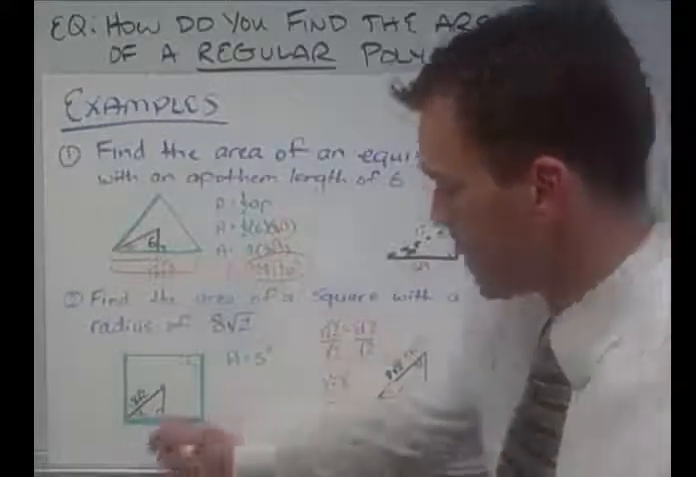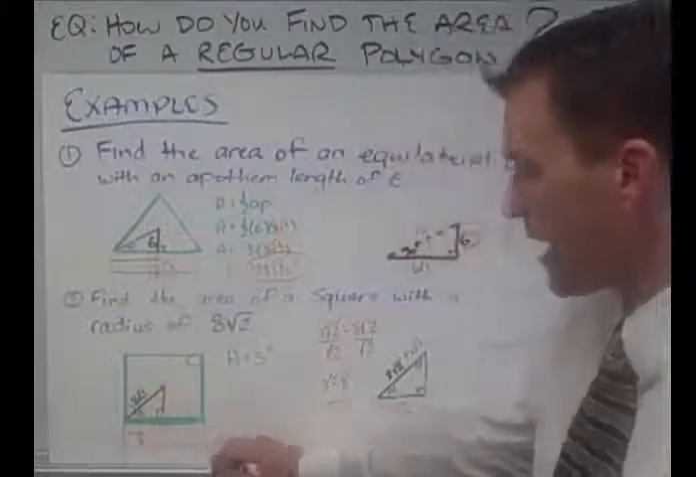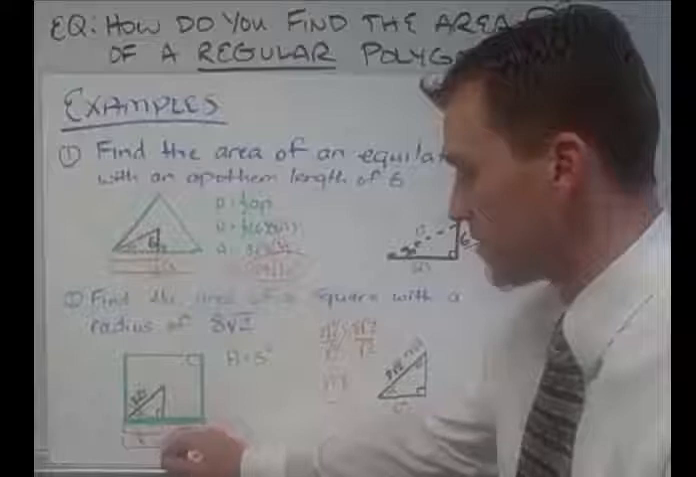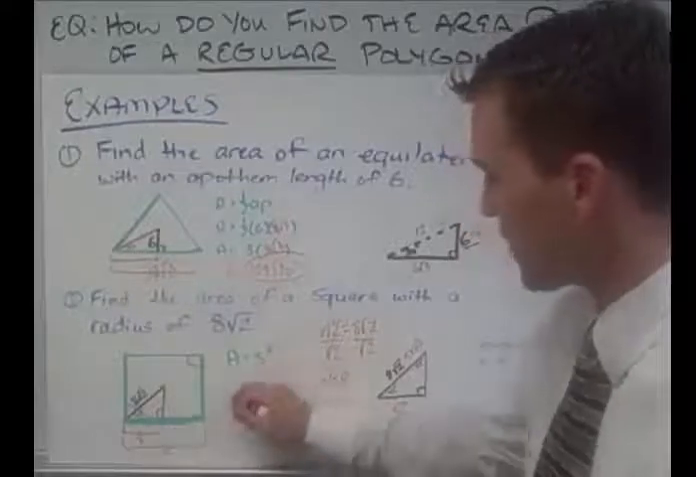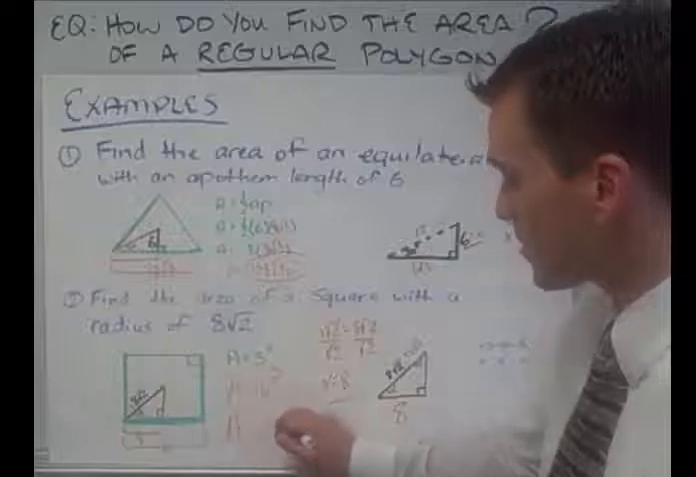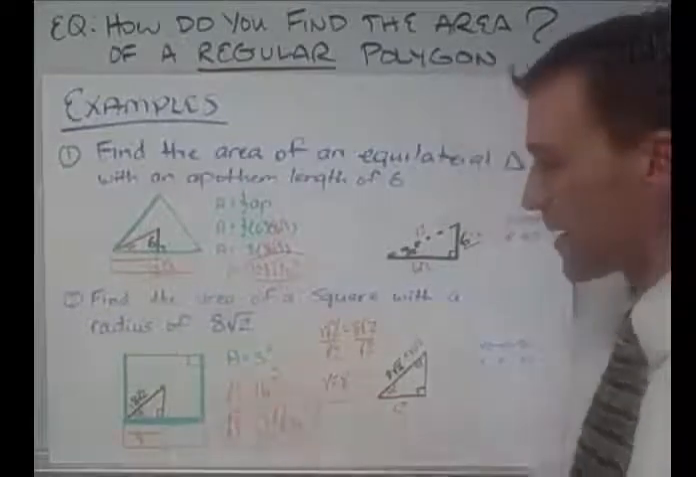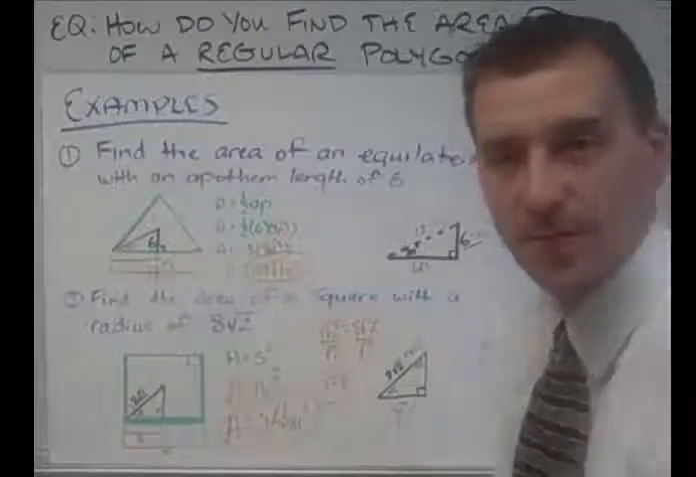Time out. That means this piece from here to here is 8. Which means the whole side length has to be 16. So there you go. So 16, I'll put that in here. 16 squared would be, last time I checked, 256 units squared. So there is your answer for the area of that particular square. Cool.